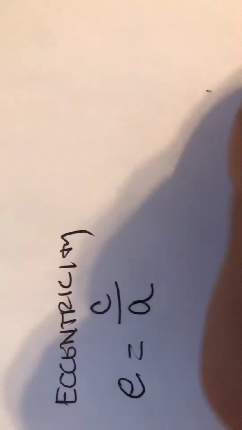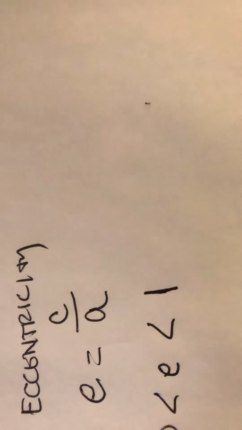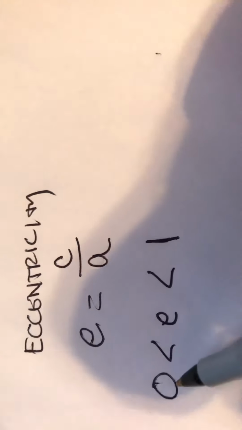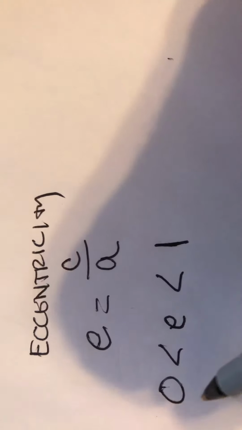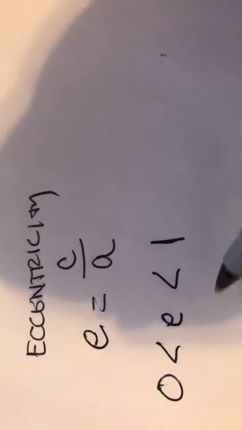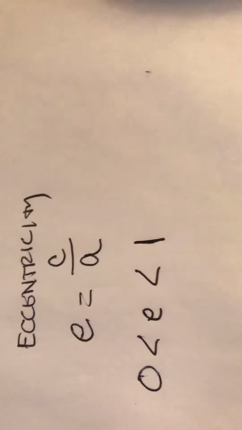Now, in every ellipse, the eccentricity is always going to be greater than 0 and less than 1. If e is close to 0, the more circular it becomes. If the eccentricity is ever equal to 0, you don't have an ellipse, you have a circle. If the eccentricity is ever equal to 1, you don't have an ellipse there either. It's equal to a line. So the eccentricity for an ellipse is always between 0 and 1. The closer it is to 0, the more of a circle it becomes. The closer it is to 1, the more elongated it becomes. And that's how you calculate eccentricity.